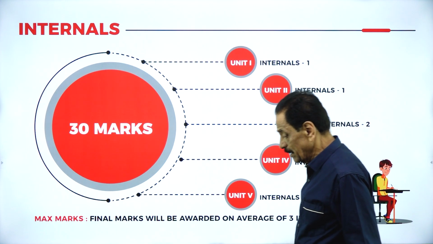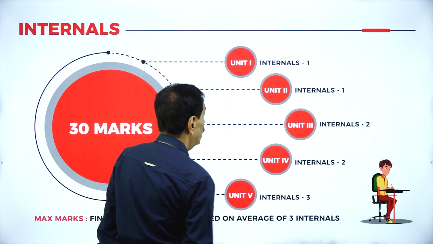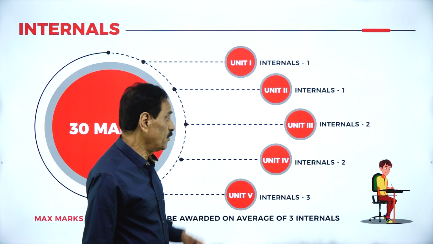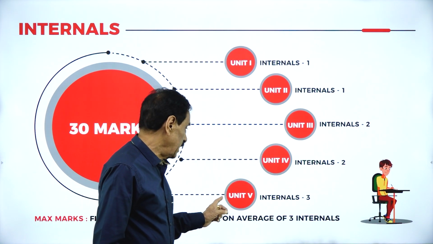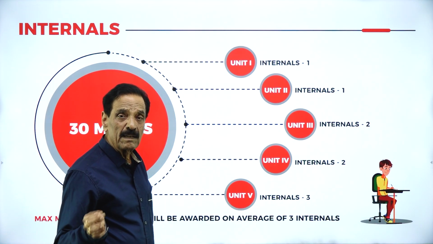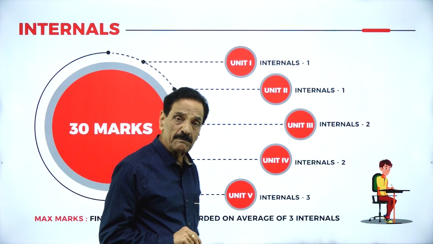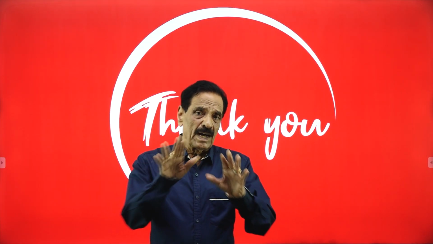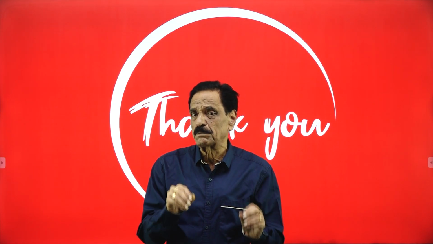Then 30 marks internal here. Unit 1 and Unit 2 for the first internal, Unit 3 and Unit 4 for the second internal, then the last internal, the 5th one, Unit 3. All the internal average marks will be taken divided by 3. So this is the syllabus framed here. So I have given a little bit of syllabus explanation.